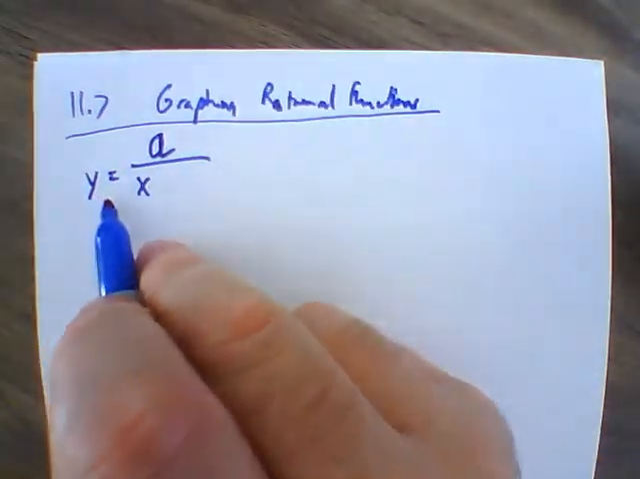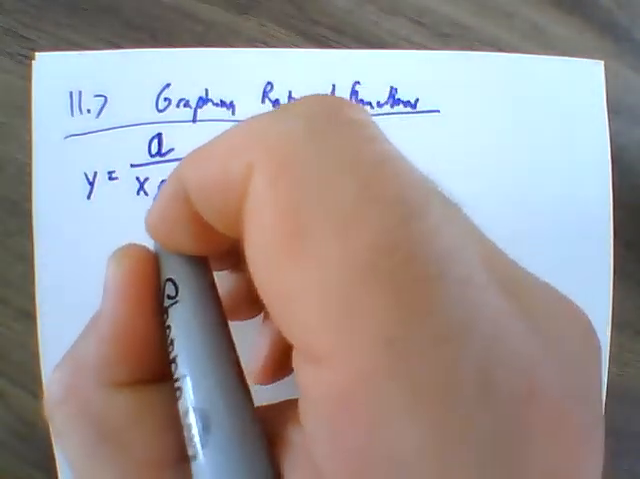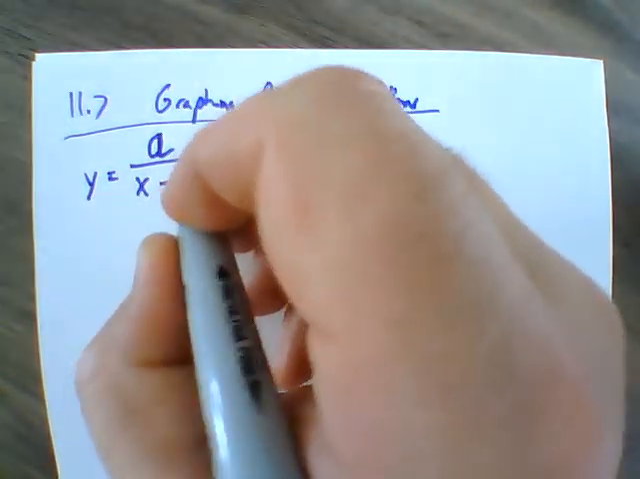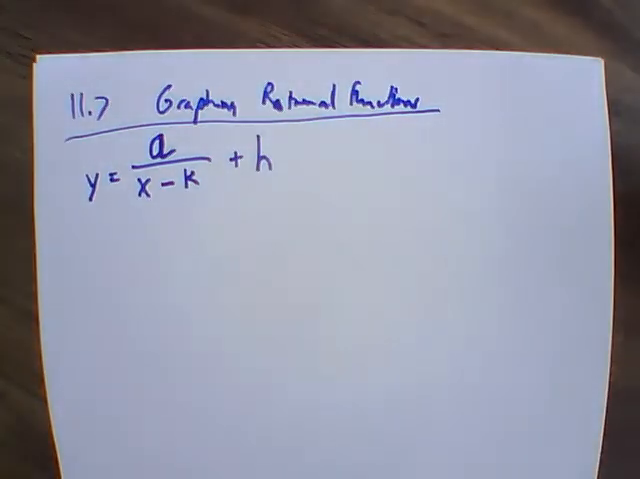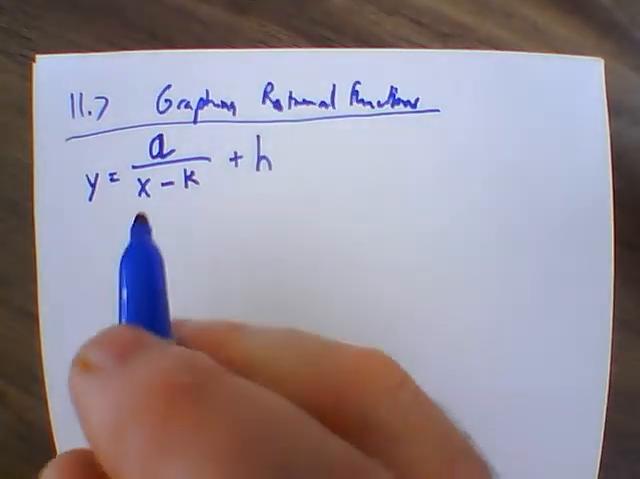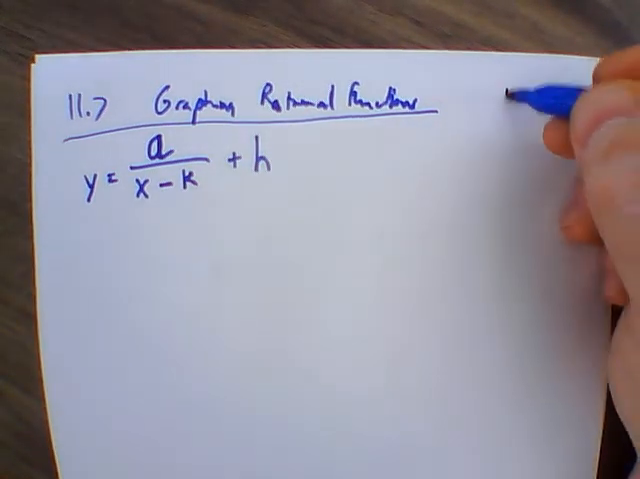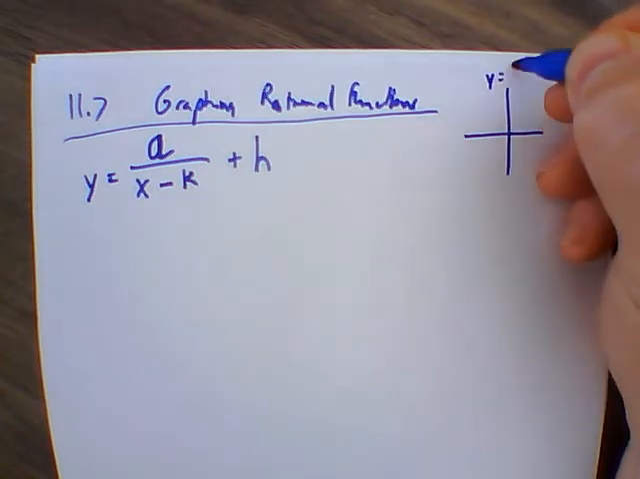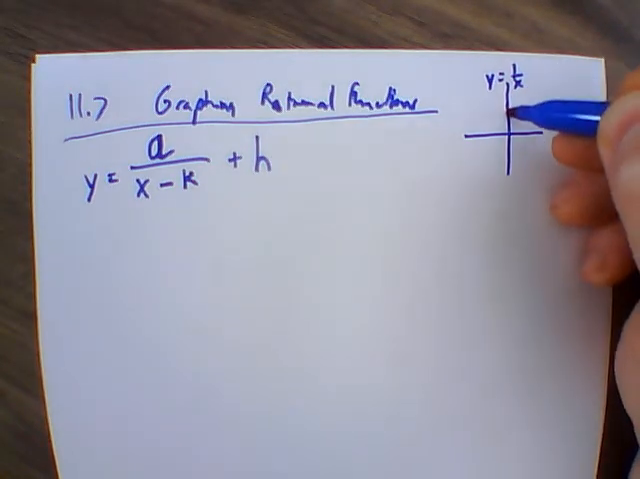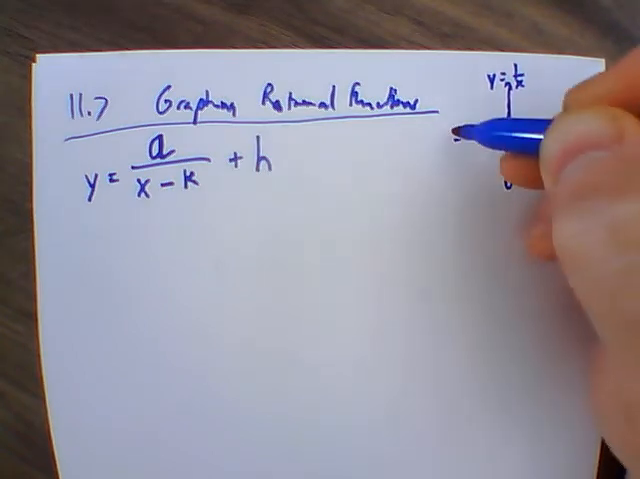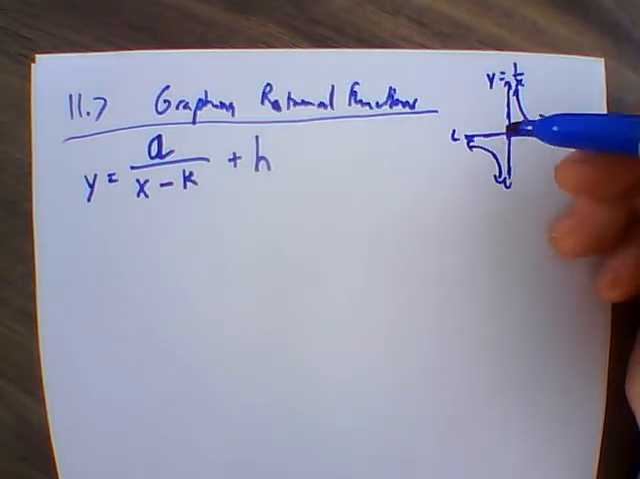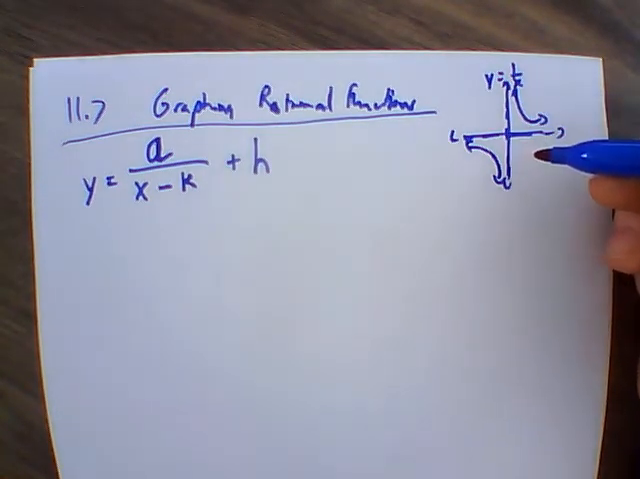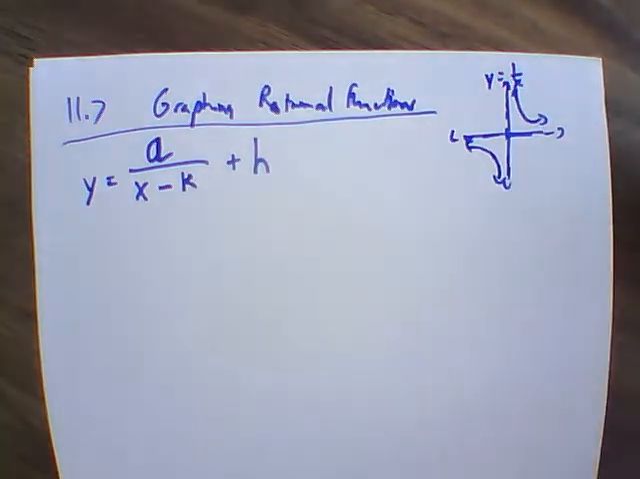So I'm going to change this to be y equals a over x minus k, plus h. So this is our overall rational function, and once again, this is based off our parent function. Now do realize the parent function, y equals 1 over x, was a graph where we had those two asymptotes and a curve in opposite ways. This is the graph that we're working with, and we're going to start translating it around.